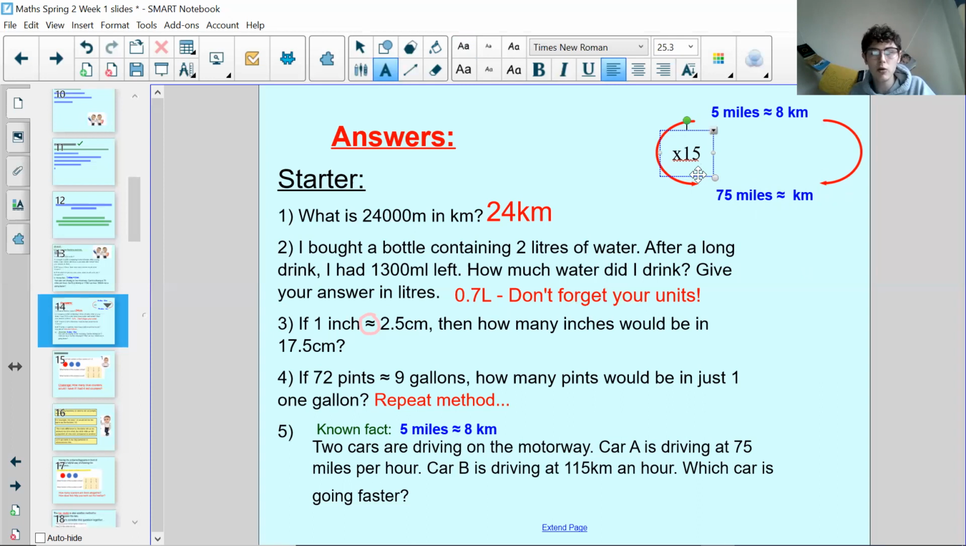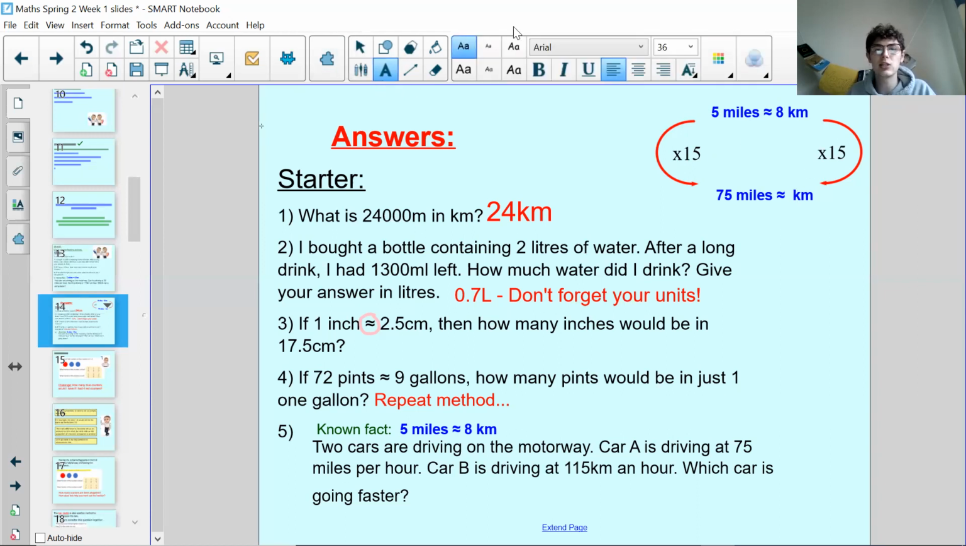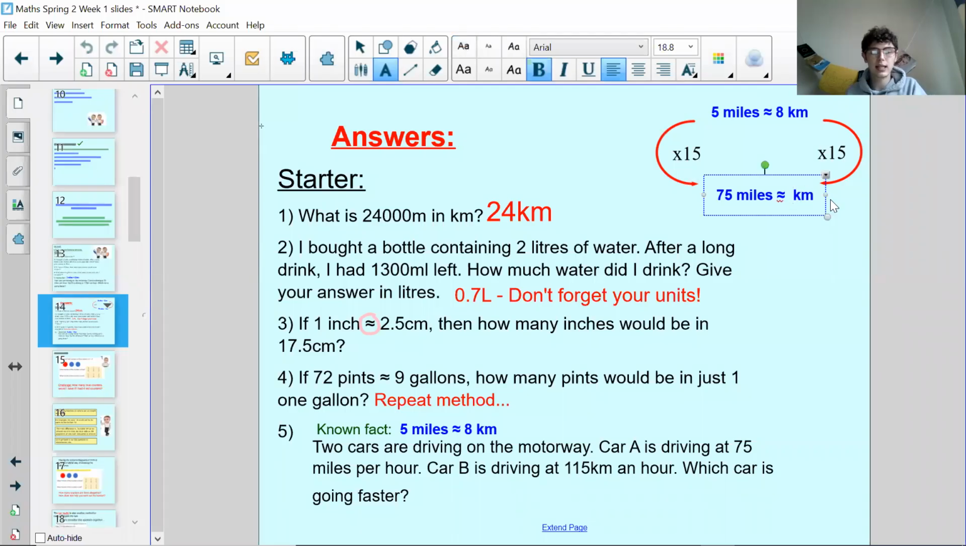And of course, we know that what we do to one side, we should be doing to the other side as well. So I'll copy this and put it on the other side, which means we need to do 8 times 15 to give us the amount of kilometers an hour. 8 times 15 is going to give us 120 kilometers. So we know that 75 miles an hour is the same as 120 kilometers an hour.